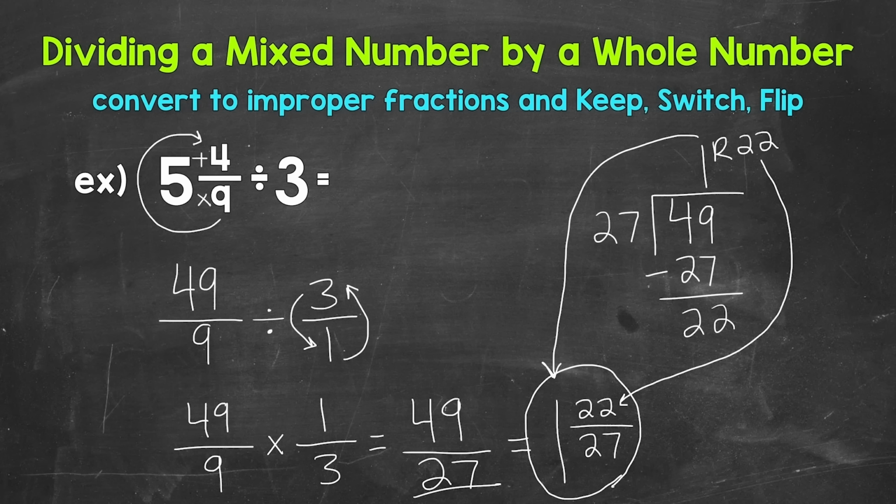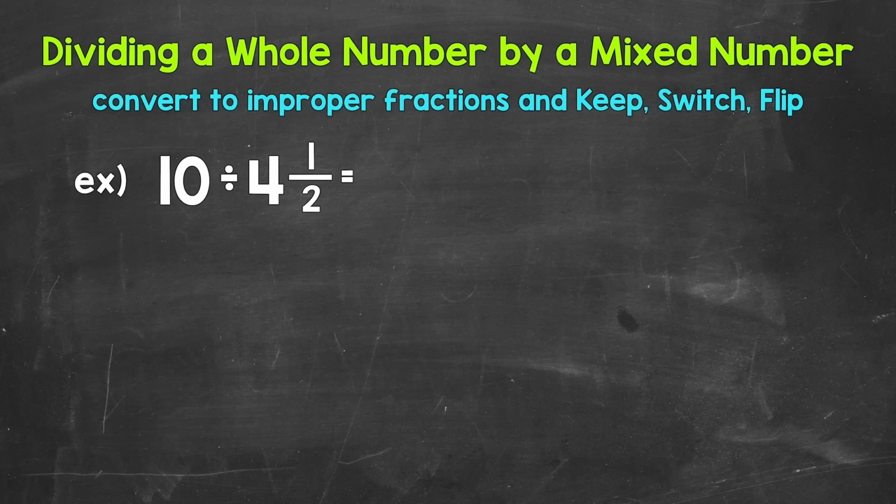Let's move on to dividing a whole number by a mixed number. Now let's take a look at dividing a whole number by a mixed number. Let's jump into our example where we have 10 divided by 4 and 1/2. Now, the first thing that we need to do is rewrite this problem with everything in fractional form. So everything rewritten as an improper fraction. That way, we just have numerators and denominators, and we can go through our steps.